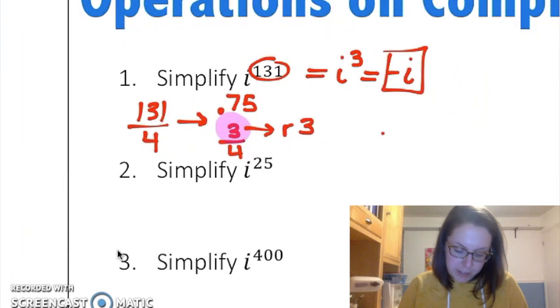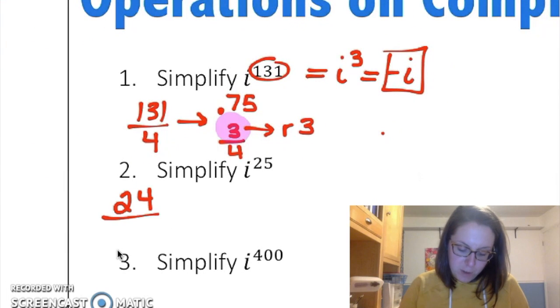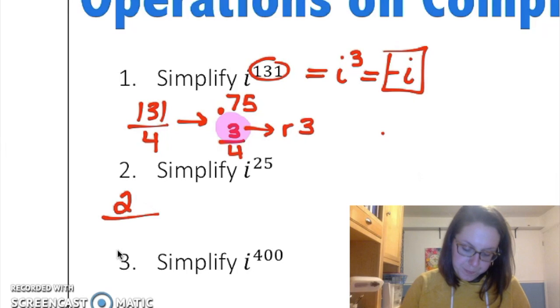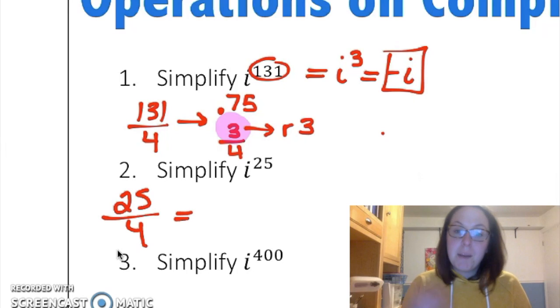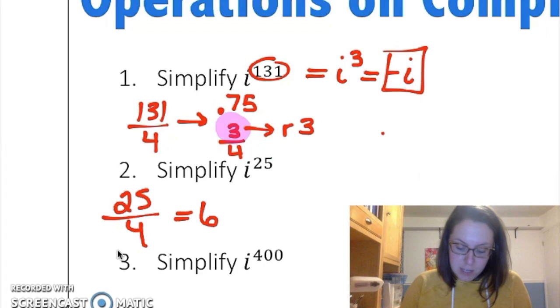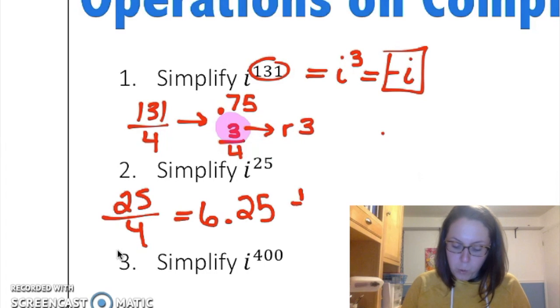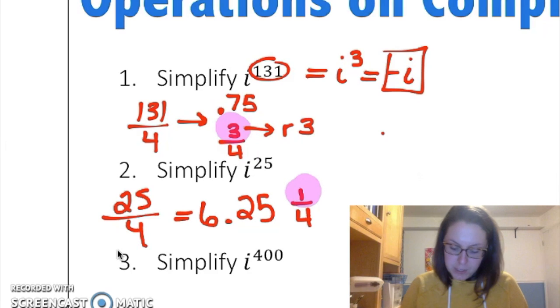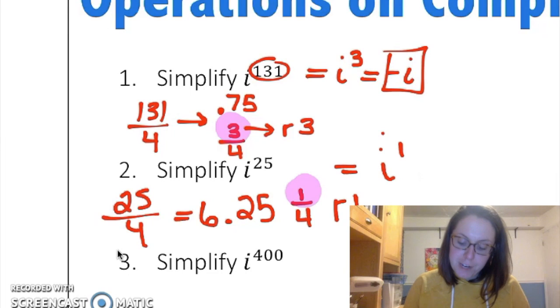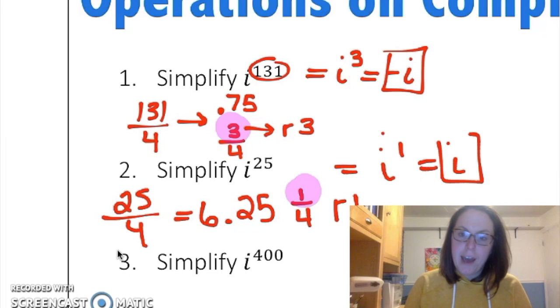Okay, let's look at the next one. So I'm doing 25 over 4. Again, I'm not worried about the number I get. I realize it's 6, but that doesn't really matter to me. I get 6.25, which remember is 1/4. So that is a remainder of 1. So this is equivalent to i to the first, which is just i.